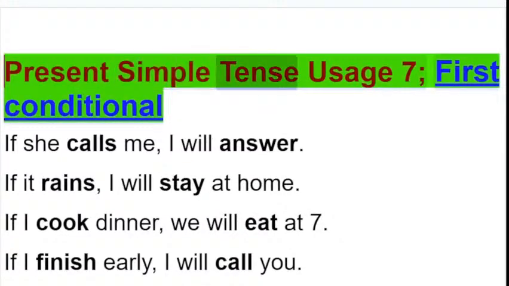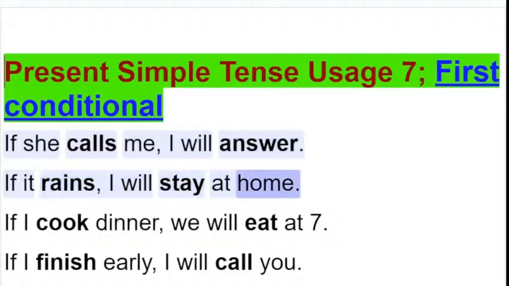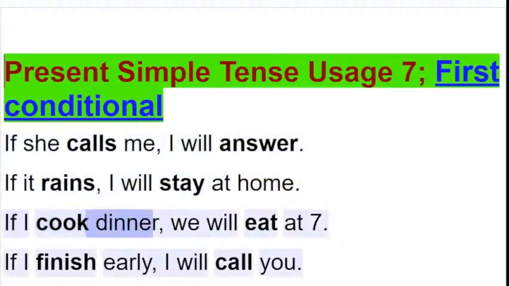Present simple tense usage 7. First conditional. If she calls me, I will answer. If it rains, I will stay at home. If I cook dinner, we will eat at 7.